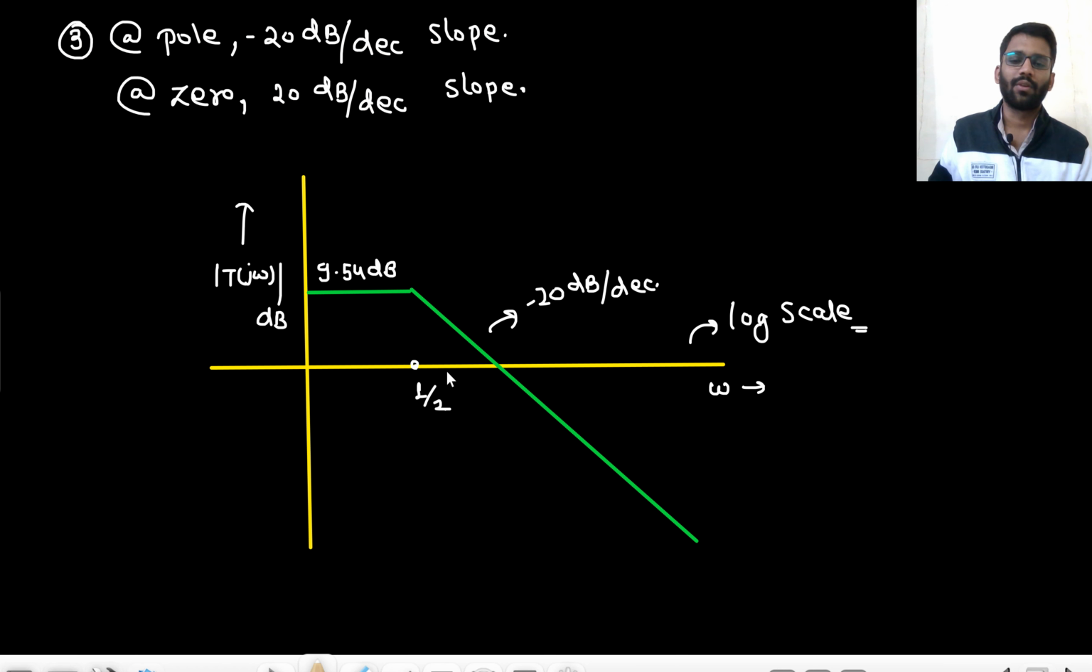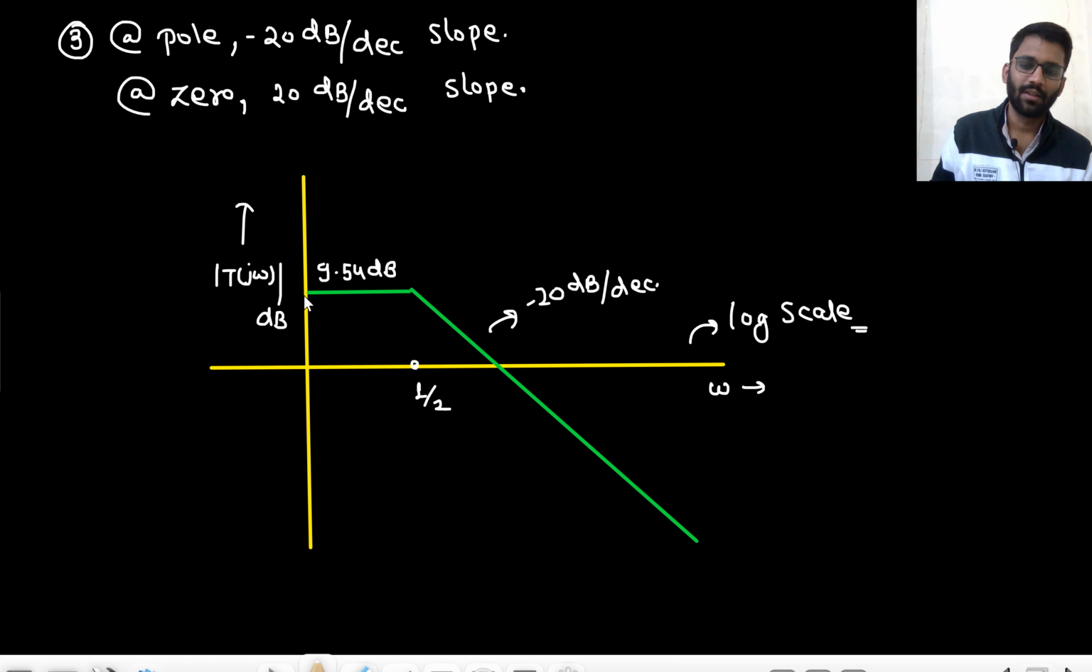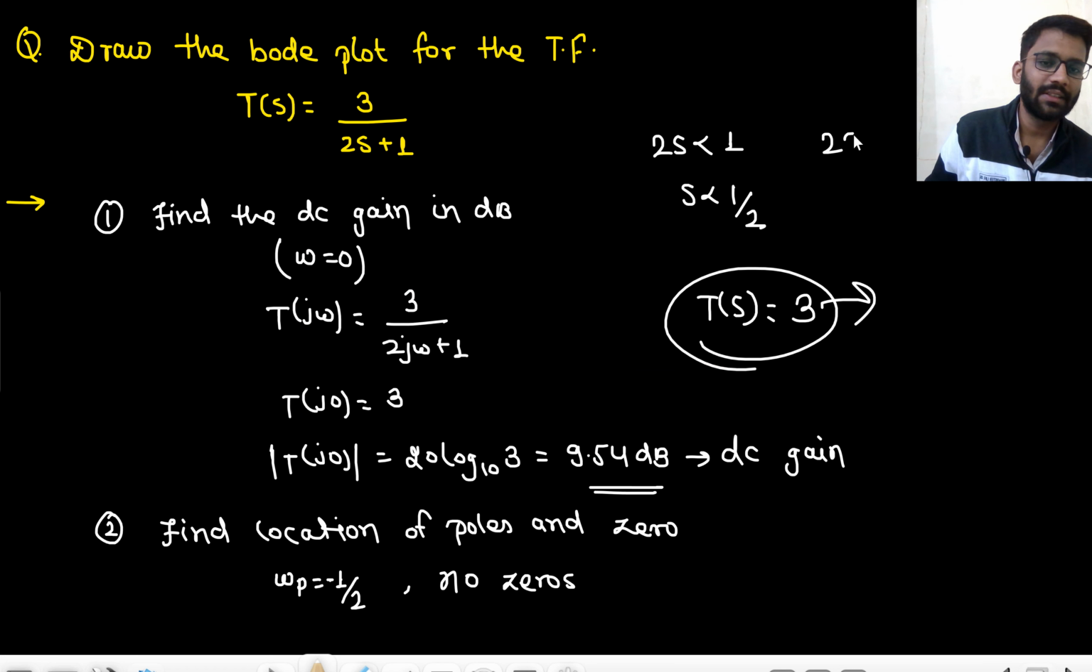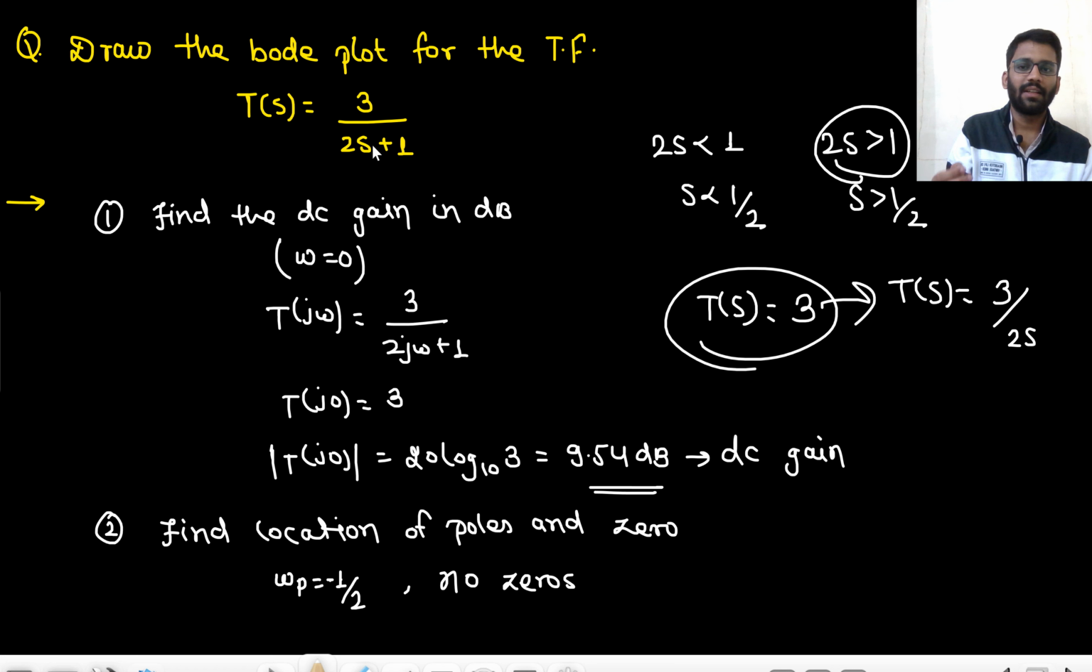What are you doing in the Bode plot? When your omega is less than 1 by 2, or S you can say, you are just putting 9.54 dB, right? And when 2S is greater than 1, that means when your omega is greater than 1 by 2, they will take T of S equals to 3 by 2S, because when 2S is greater than 1, they will not consider 1, they will just consider 2S.